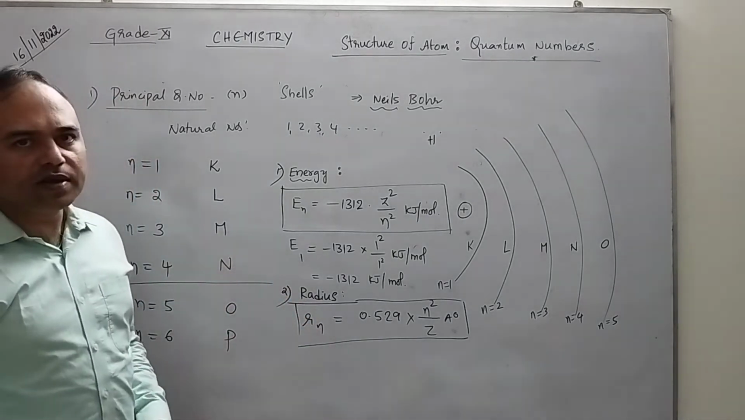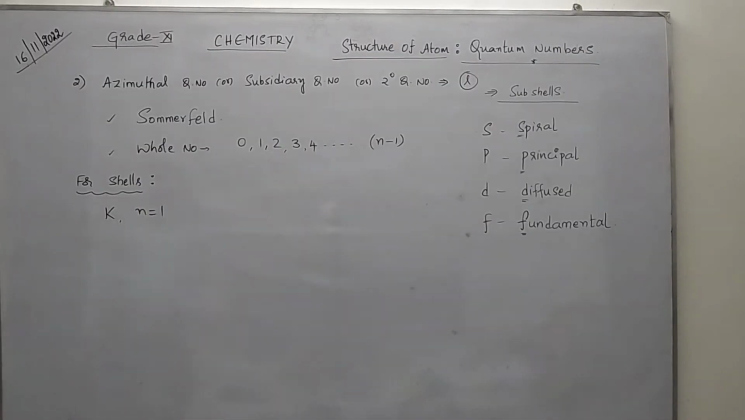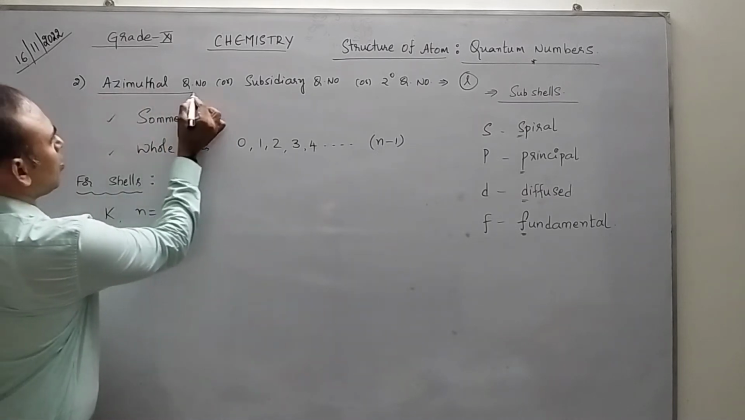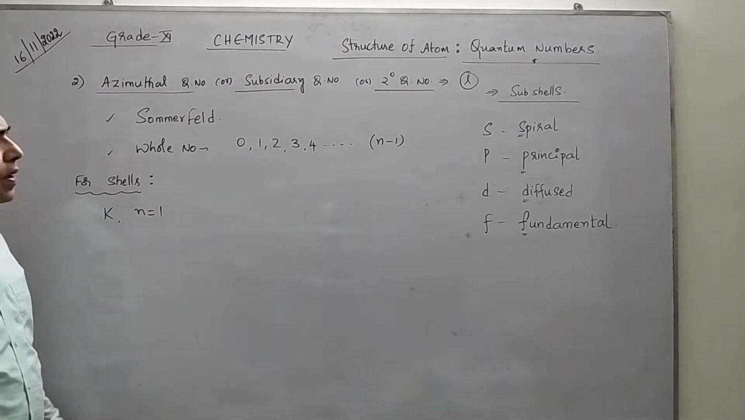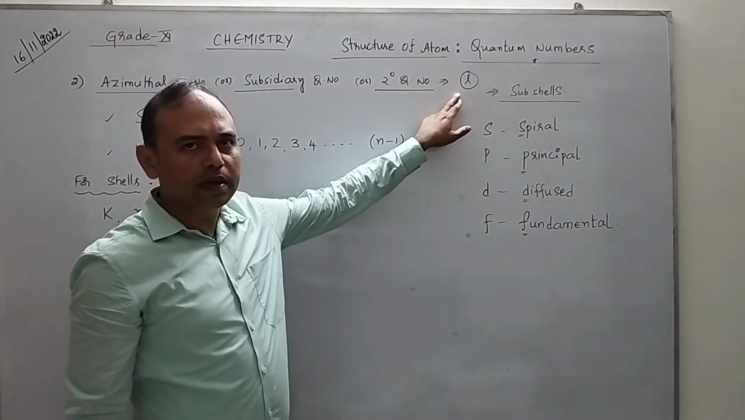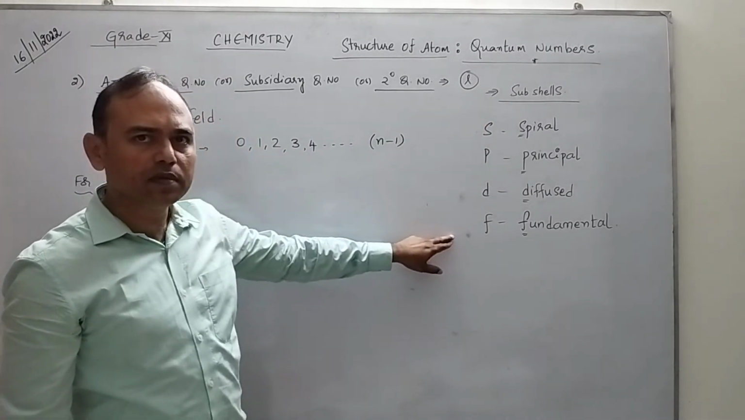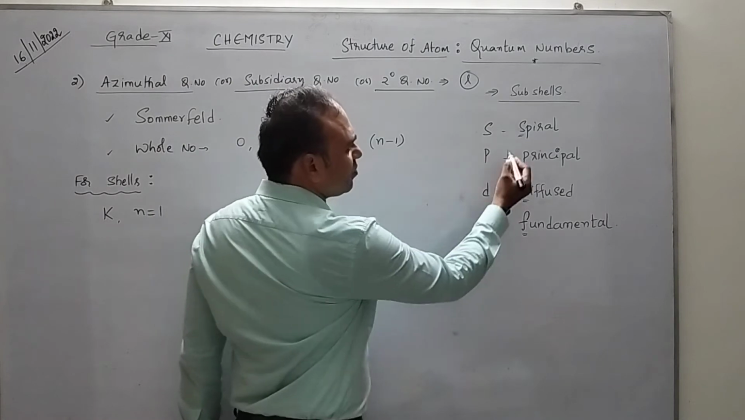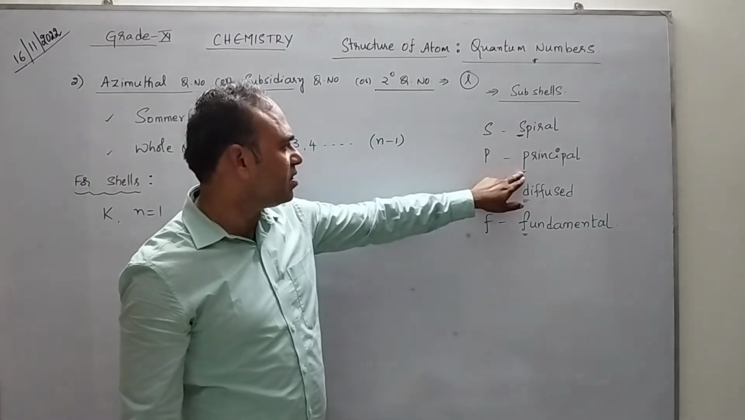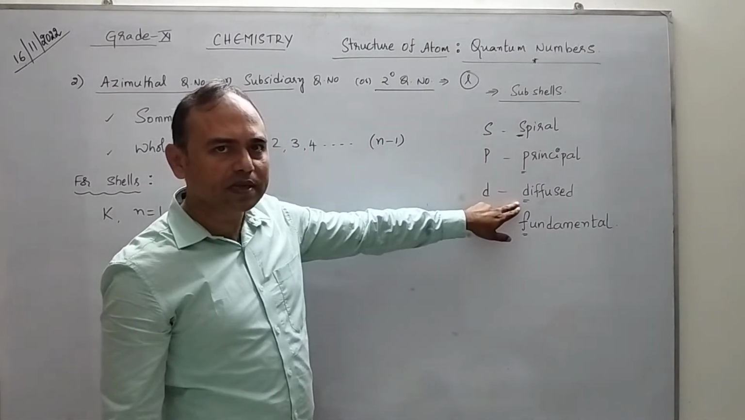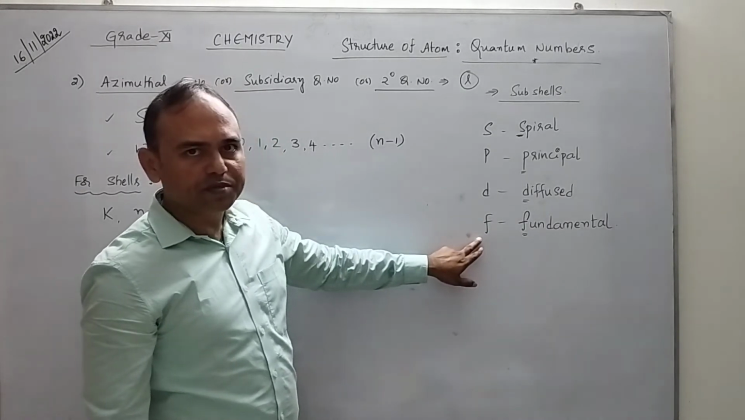Now let us move to the second one, azimuthal quantum number. Now second one is azimuthal quantum number or subsidiary quantum number or secondary quantum number. This is represented by small letter l and it shows the subshells. There are 4 types of subshells: s, p, d, f, and we got these 4 subshells from these words, that is sharp gave s, principal p, and from diffused term we got a d subshell, and from fundamental term we got f subshell.